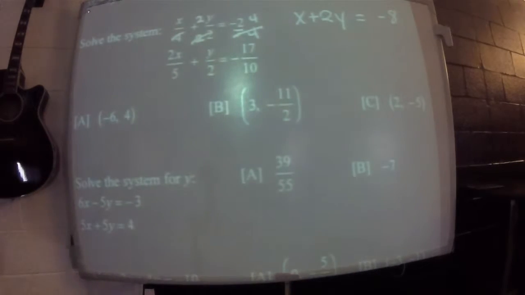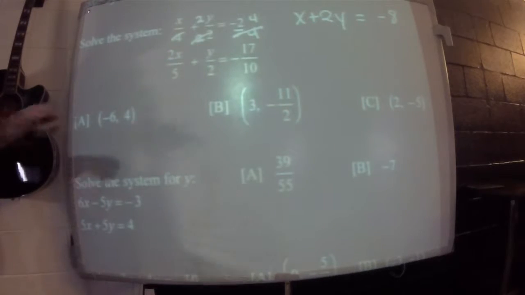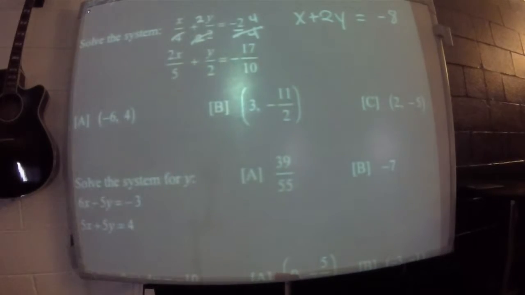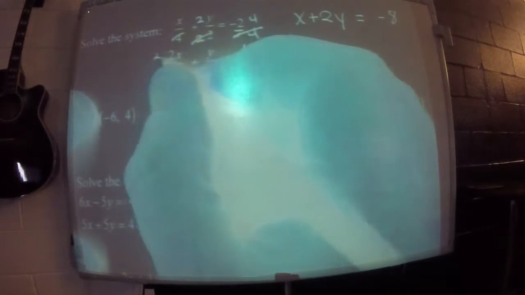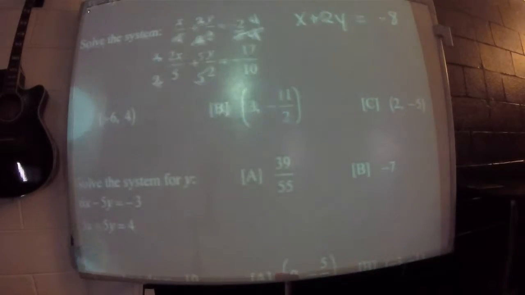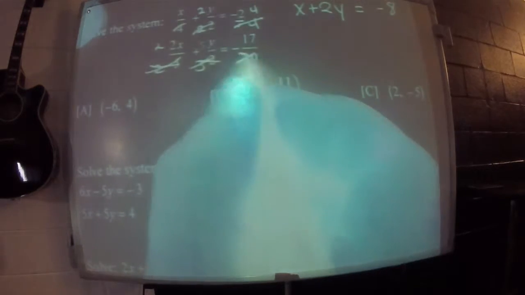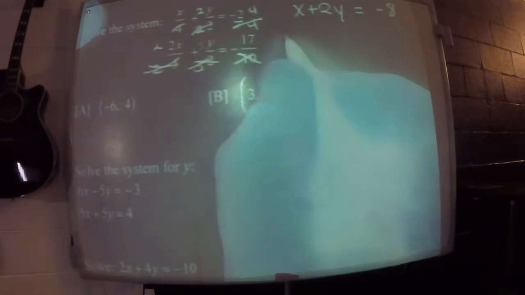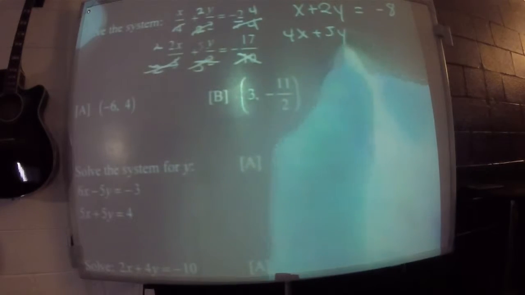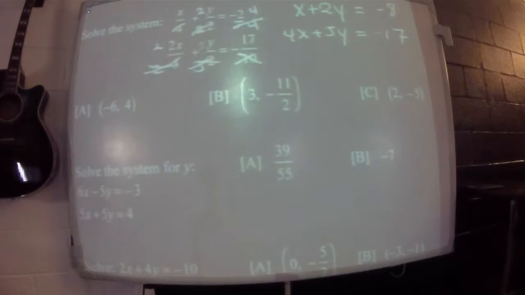Now on this bottom one, I got a 5, a 2, and a 10. What do I want to make those bottoms become? 10. I'm going to double this one. I'm going to multiply this one by 5 and leave that last one alone. So I'm going to go 2, 5, and leave that one alone. Since now they're all 10s, I'm just going to cross them out. And I got 4x, that is 5y, negative 17. That's my system now.